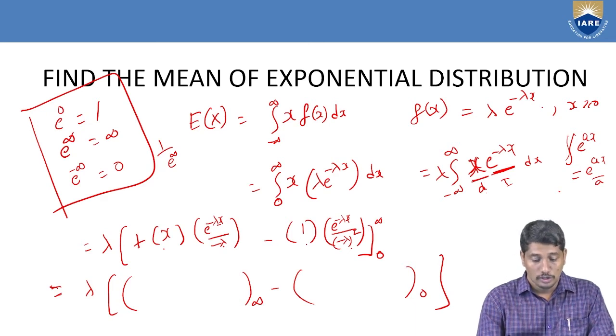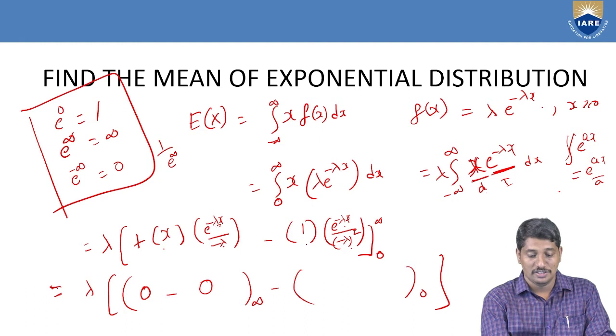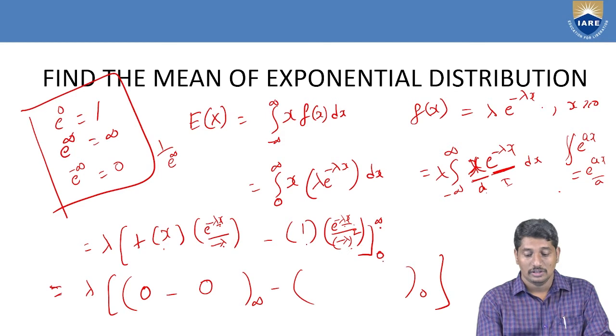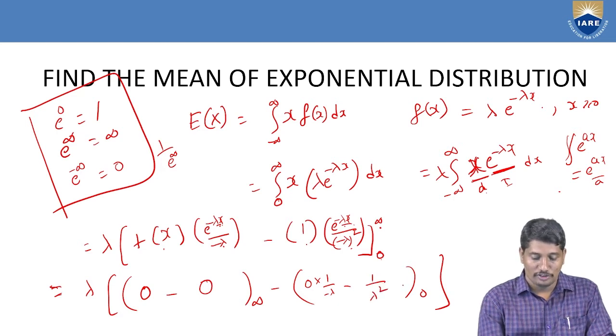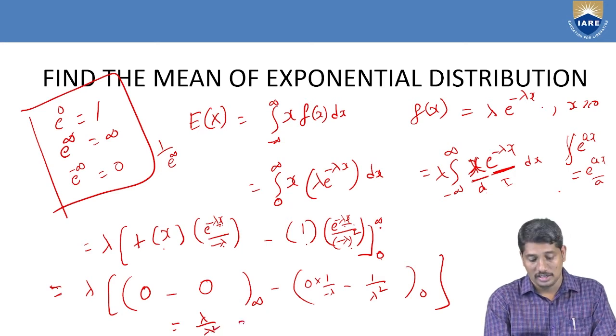So let us substitute infinity here. E power minus infinity is 0, minus e power minus infinity is 0, by substituting x equal to infinity, we get 0. By substituting x equal to 0, we get 0 into 1 by minus lambda. And by substituting 0 in the second term, we get 1 by lambda square. So finally, what we get? Lambda by lambda square, and the answer is 1 by lambda.